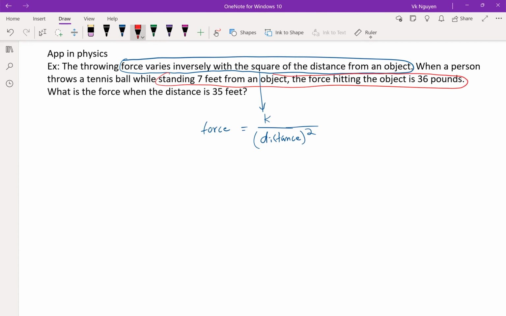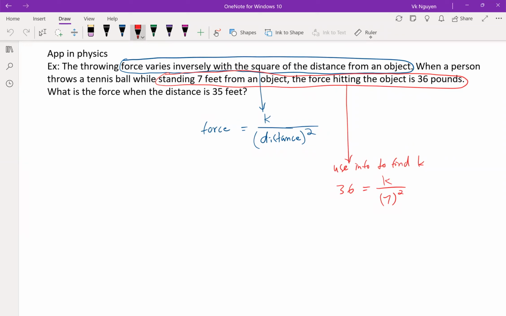This is the given information right here. Use it to find k. Use the info to find k. And all we do is the substitution. So we know the force is 36 pounds. We don't know k, but we know the distance is 7 squared according to the formula.